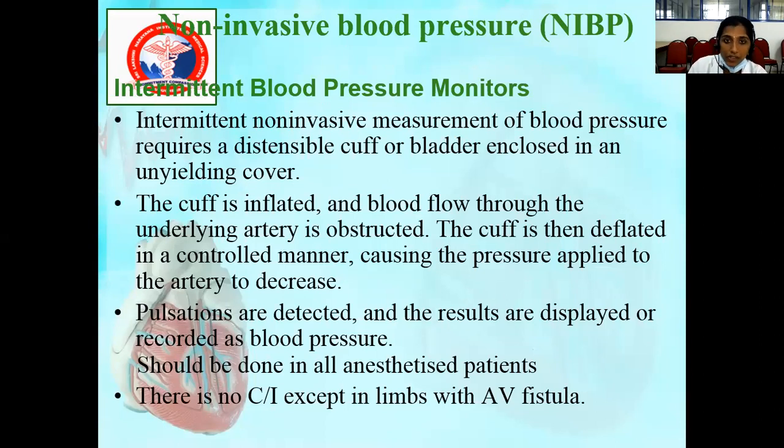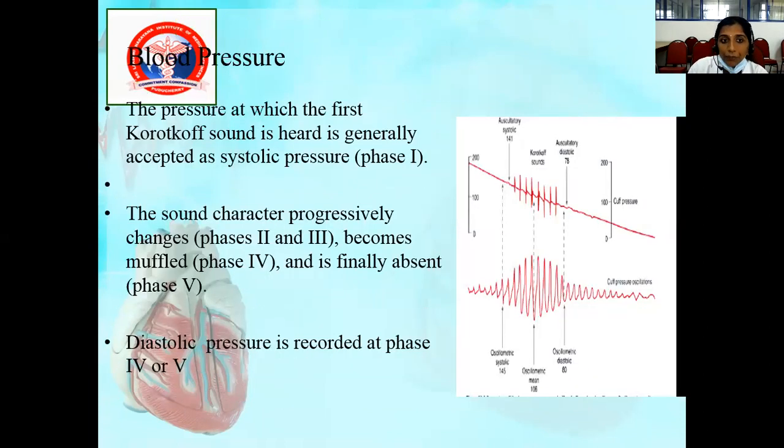Then we have non-invasive blood pressure. So non-invasive blood pressure, we all know we use the Riva-Rocci cuff, and the cuff is tied mostly at the level of the brachial artery, and intermittent non-invasive measurement is done. Okay. So the blood pressure cuff is inflated and deflated. We usually set the time for 5 or 10 minutes, something like that. And there's no contraindication for using it except in a limb with an AV fistula.